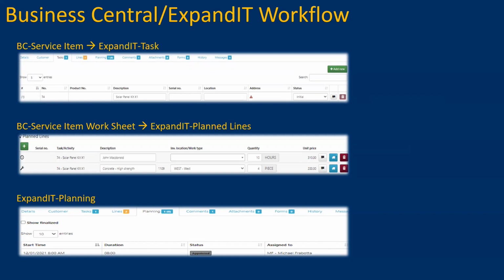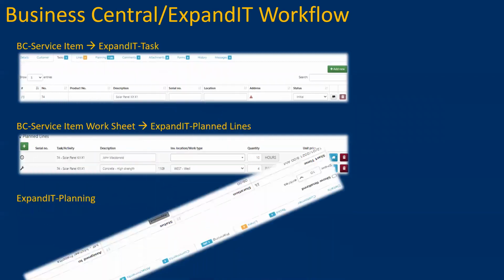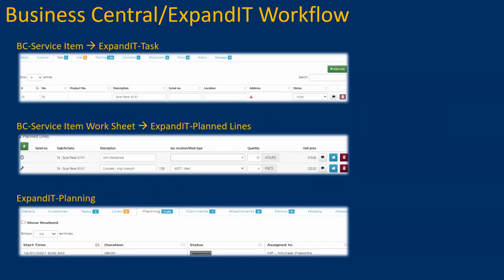The new information added, because it was maybe not in Business Central, is all that was manually done. So if the service order is set up with all of the service items and service item worksheet details, the only thing that you would have to manually enter from ExpandIT would be the planning entry. And that would also be known as scheduling.